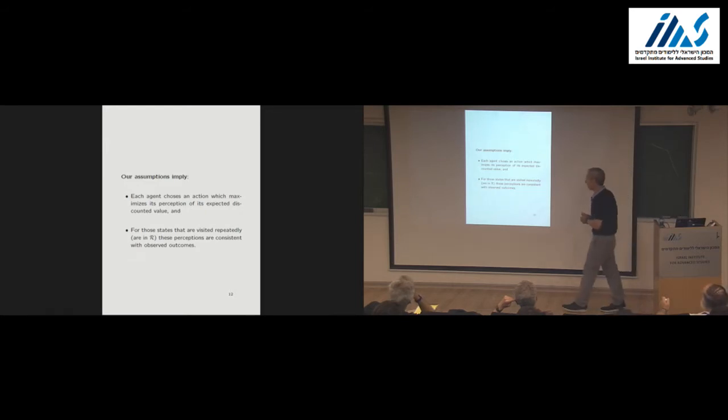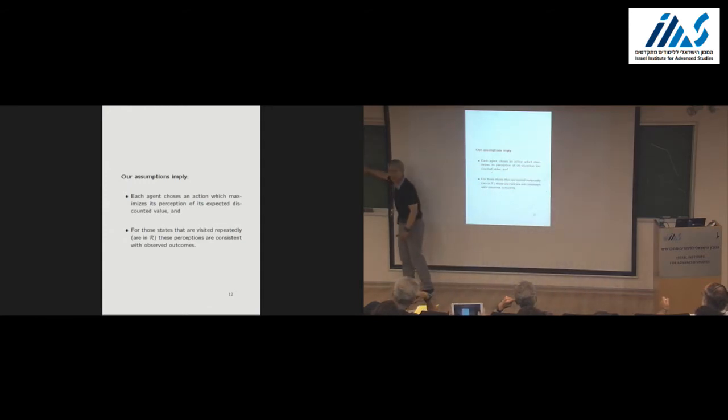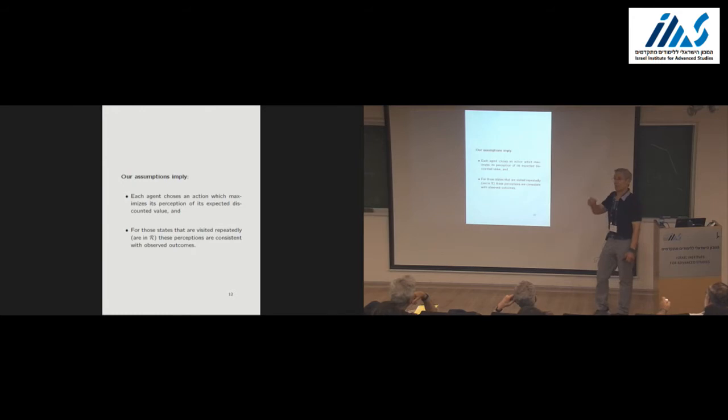And for those states that are visited repeatedly, so those states that are in the recurrent class, those perceptions are going to be correct. Why are they going to be correct? Because you hit them many, many times, and there's a law of large numbers that will apply. It's just an average. I can get it by just taking an average, and I get it with probability 1 if I hit it enough times. Okay, good.